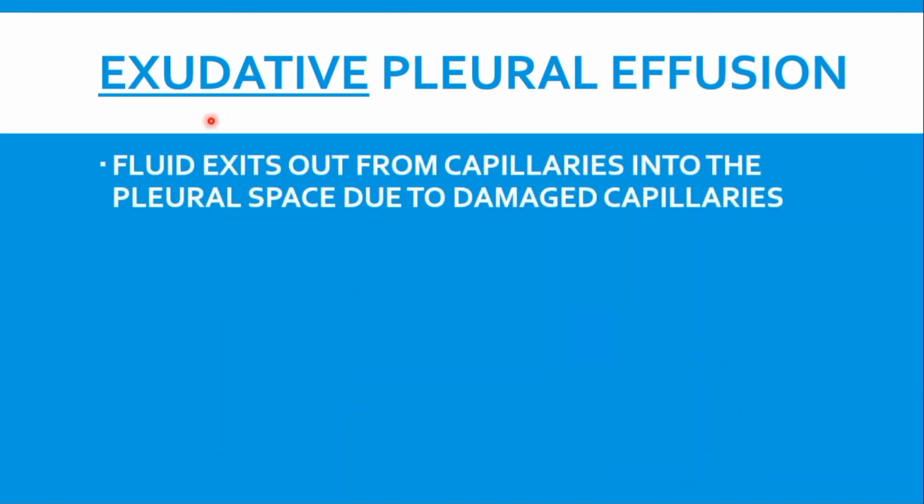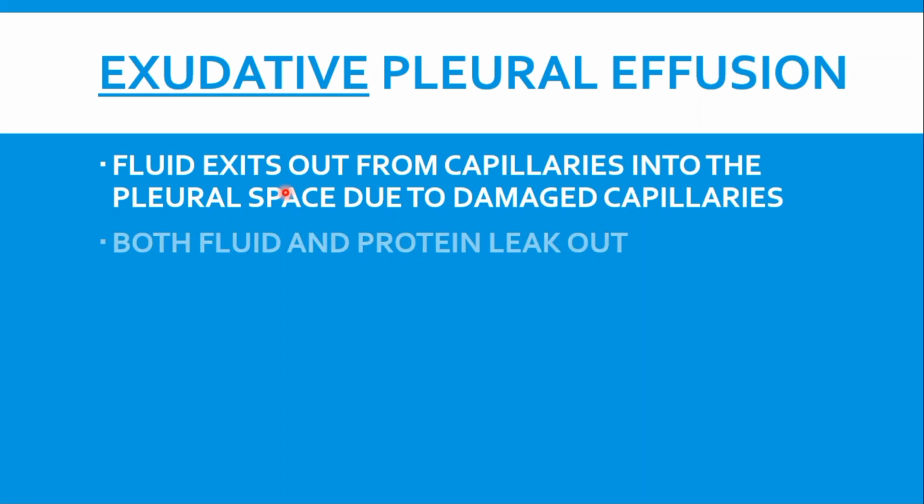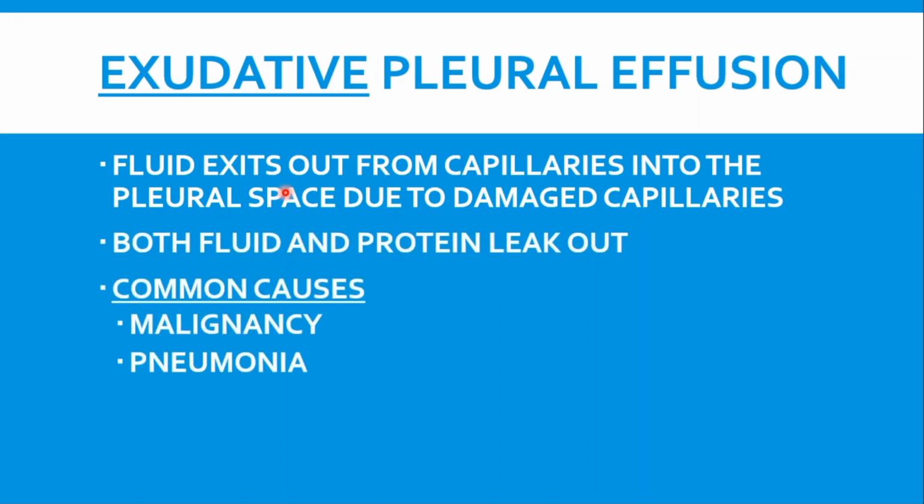As I said, the fluid exits from the capillaries into the pleural space due to damage in the capillaries. Both fluids and proteins leak out in exudative pleural effusion. Common causes are cancers and pneumonia, damaging the capillaries. For this, we have to drain the fluid as well as treat the cause. However, there are going to be recurrent pleural effusions.